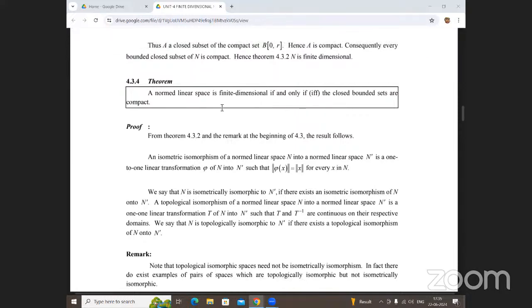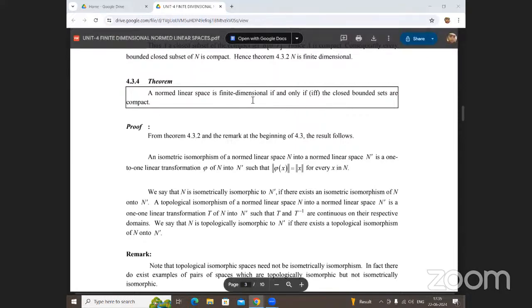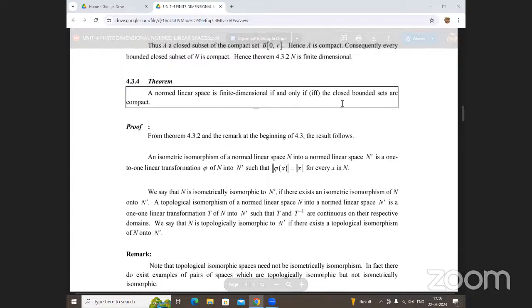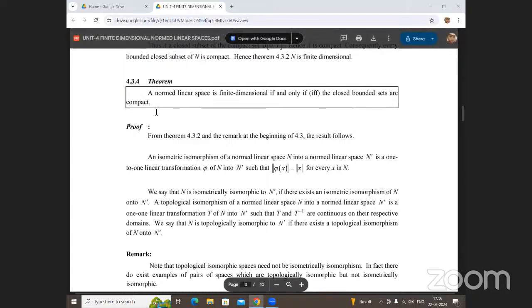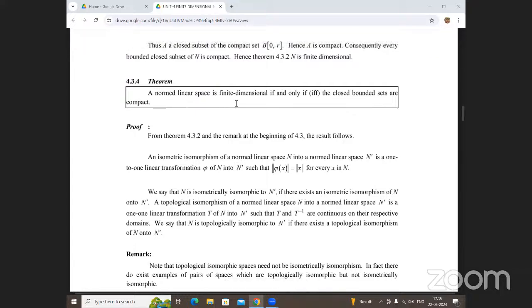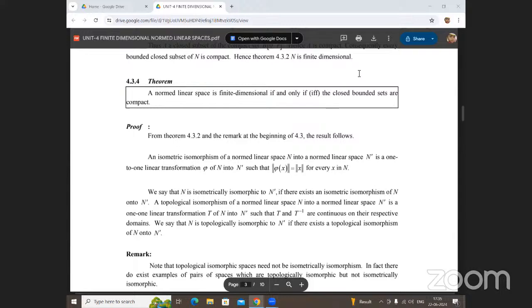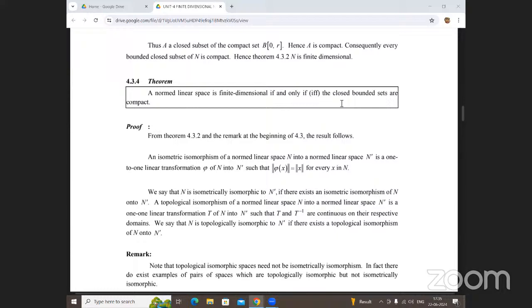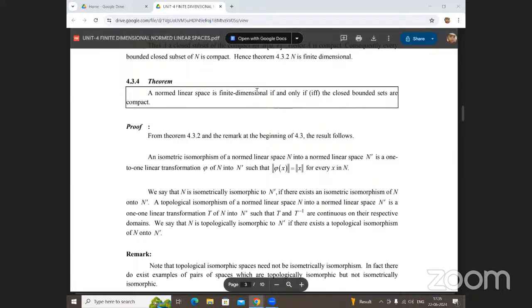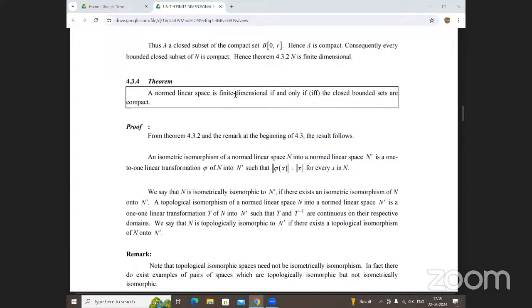Now that normed linear space is denoted by capital N. It is finite dimensional, depending upon the above theorem, if and only if. If and only if means that is the necessary and sufficient condition: the closed bounded sets are compact. Now we have to take the normed linear space finite dimensional; then closed bounded sets are compact. Now the sufficient part: if closed bounded sets are compact, then automatically it is finite dimensional. That is the sufficient part.